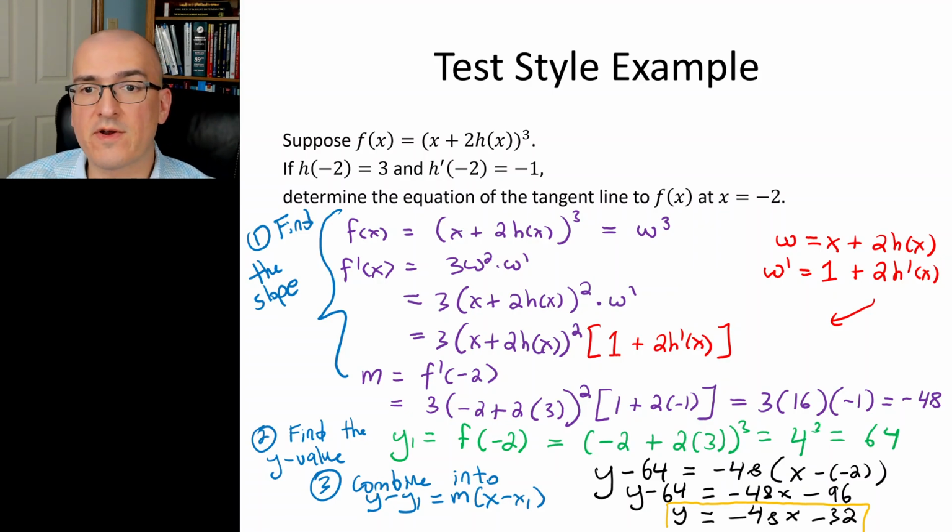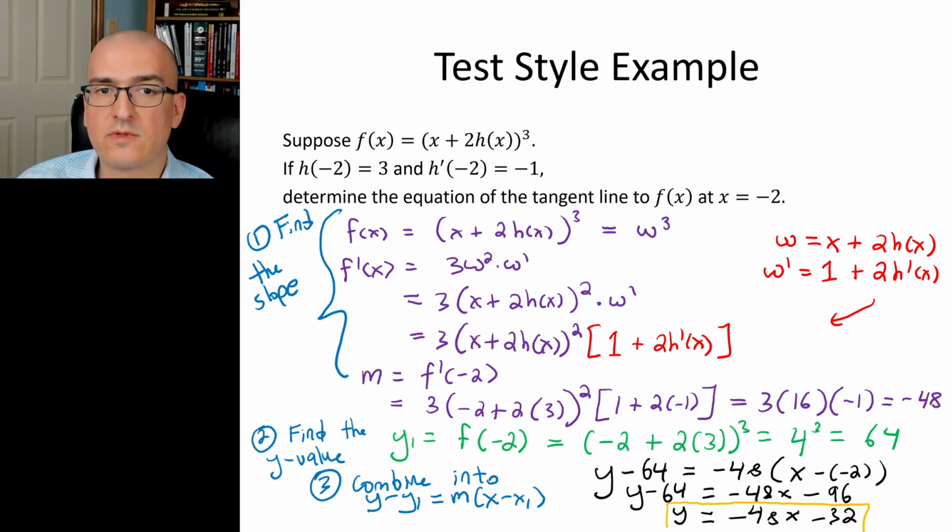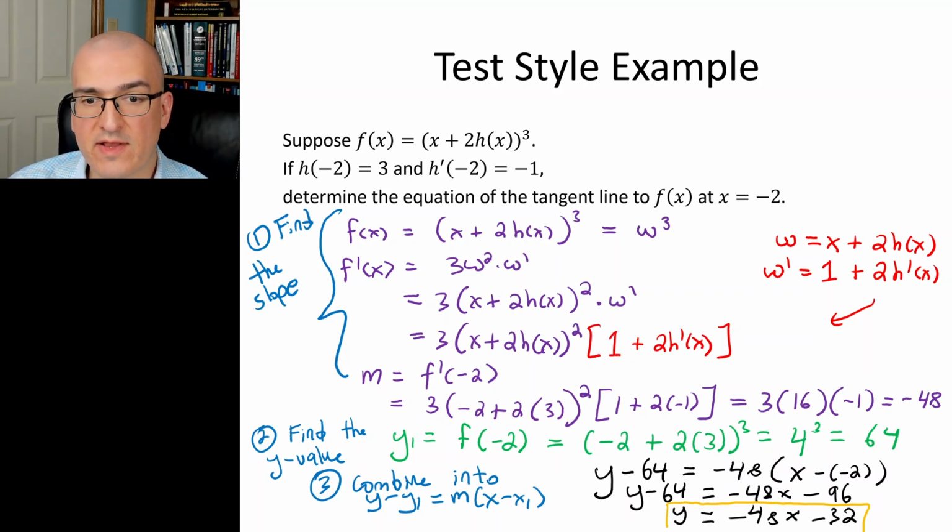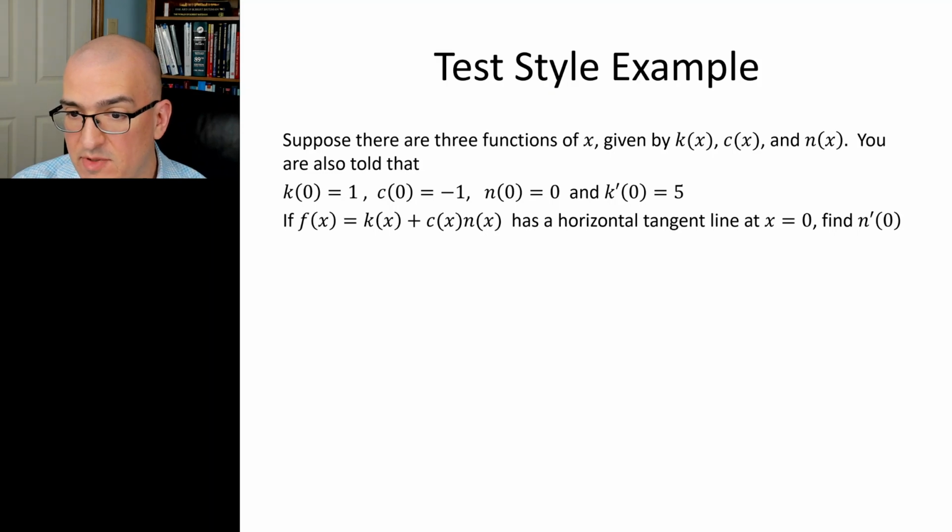So it's a very involved question. Chain rule, let's take the derivative. We don't actually have the functions, we just have data about the functions. So when it comes to time to evaluate the derivative, we have to use that data. And then we have to find the y value and plug everything into the equation of the tangent line. So lots of stuff going on. Now the last example, suppose we have 3 functions of x, given by k of x, c of x, and n of x.